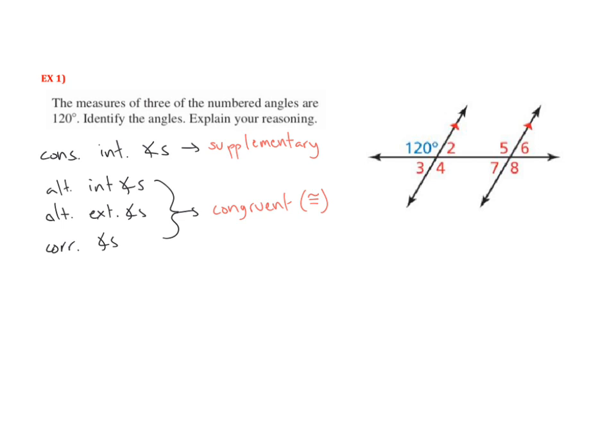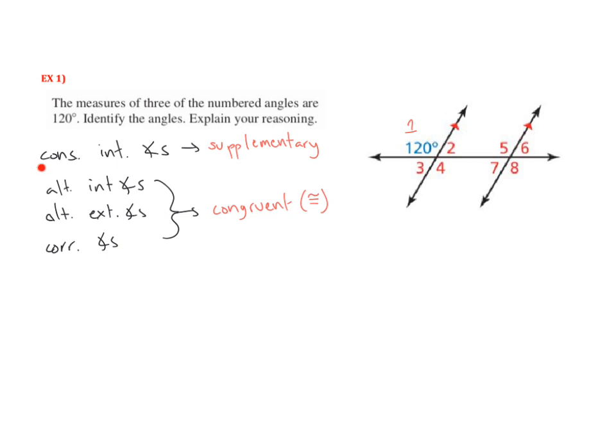All right, so we're going to go ahead and use this relationship, or these relationships, to figure out example 1. So the measures of 3 of the numbered angles are 120 degrees. They want us to identify the angles as well as to explain the reasoning. All right, so let me label that 120 degree angle as angle 1 just to make it easier to refer to.